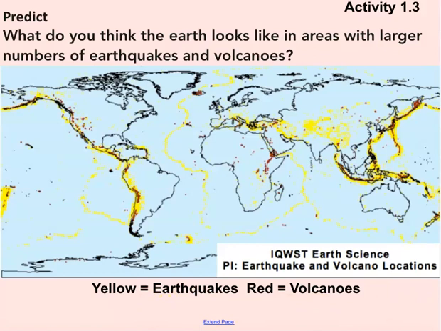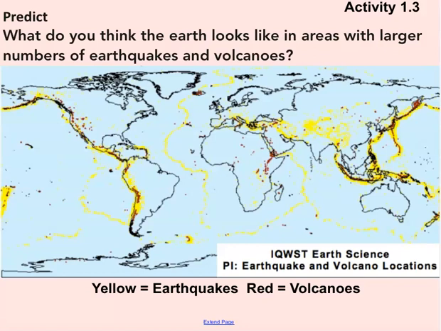And a hint could be to think about where you think the Earth is higher and lower in relation to where earthquakes and volcanoes occur. So go ahead, pause the video, and just write down a sentence or two. What do you think the Earth looks like in areas with larger numbers of earthquakes and volcanoes?